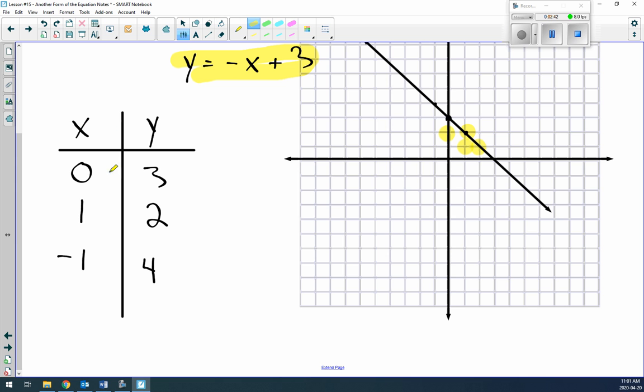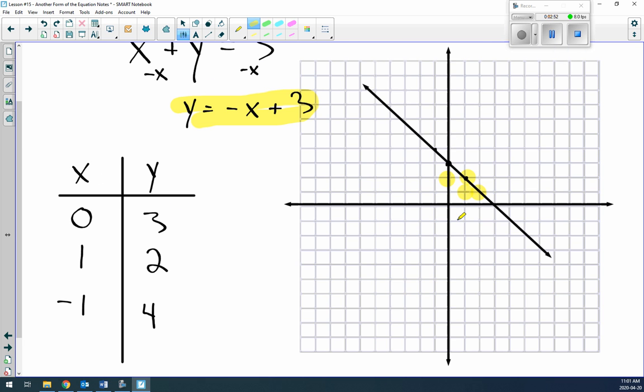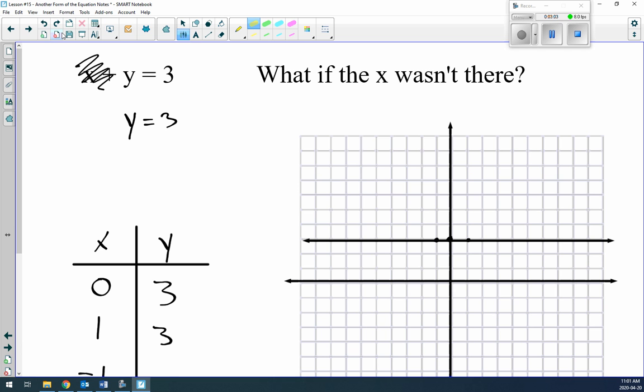Or if you wanted to, you could do a table of values. So x and y, pick some values of x: 0, 1, negative 1. Doesn't matter what you pick, just make sure they're nice numbers. Plug them into the equation. We end up with 3, 2, and 4, right? We just plug them in. So we could graph those points: 0, 3; 1, 2; negative 1, 4. There's our line there. Easy way. Okay, go to the third page.